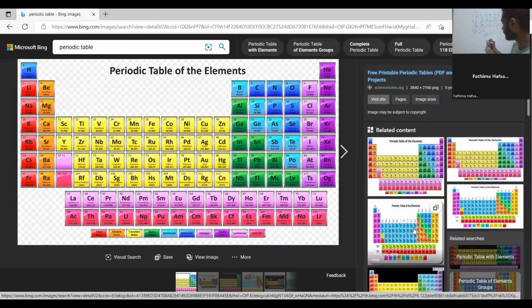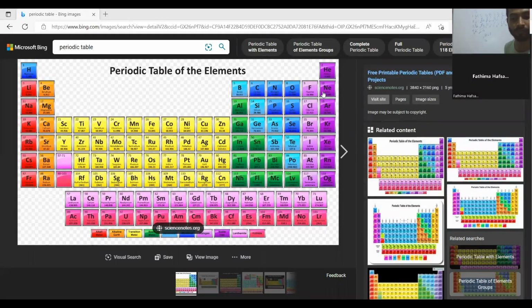Right. For helium, what is the atomic number for helium? Can you please tell me, Hafsa? Two. Yes, very good. So the atomic number for helium is 2. Then how many electrons can be in the first shell? Only 2, right? Yes, very good. So there can be 2 electrons in the first shell.